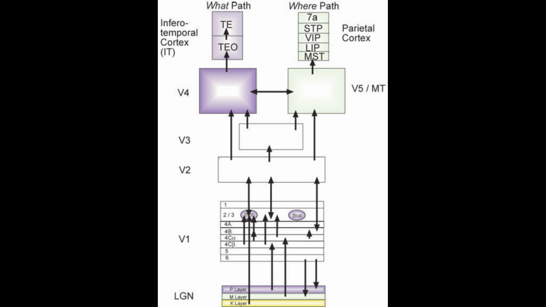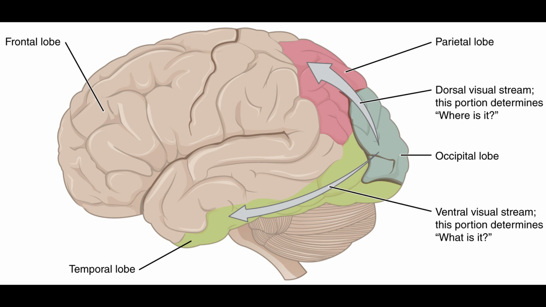So basically the idea is that the dorsal, which just means the upper stream, or the upper path of information, goes around the top of the brain, across the parietal lobe, which is on the top of the head, and it focuses on processing mostly information about where objects are in the visual field, like motion, things like that. So that's why it's called the where pathway.